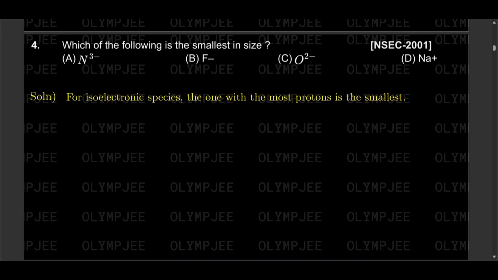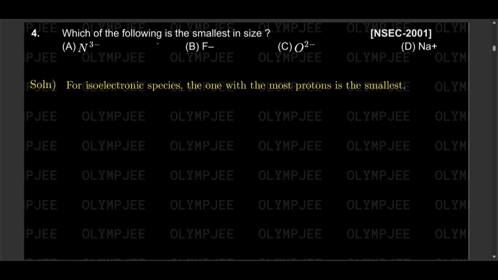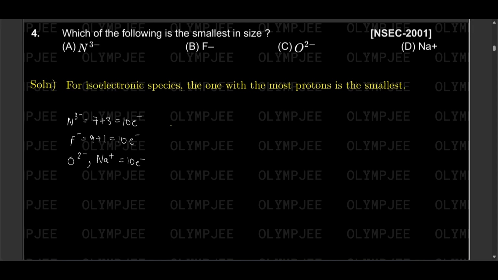Moving on to question number 4, it is asking which of these species will have the smallest size. Let us first see if they are isoelectronic species, because in such questions the species are usually isoelectronic, and in such a case the one with the most protons is the smallest. N3- has 7 plus 3, 10 electrons. F- would have 9 plus 1, 10 electrons, and similarly O2- and Na+ would also have 10 electrons.